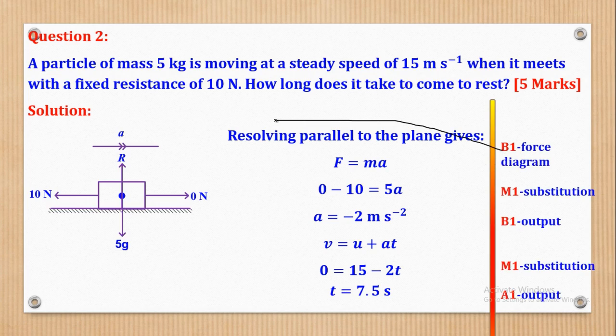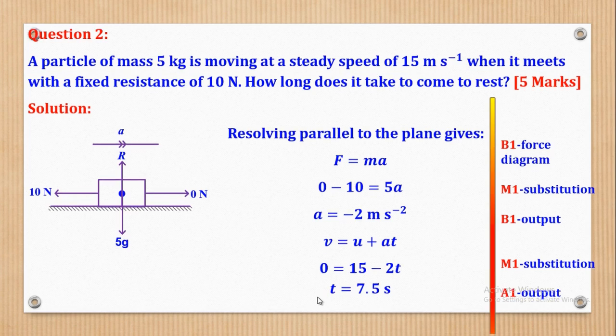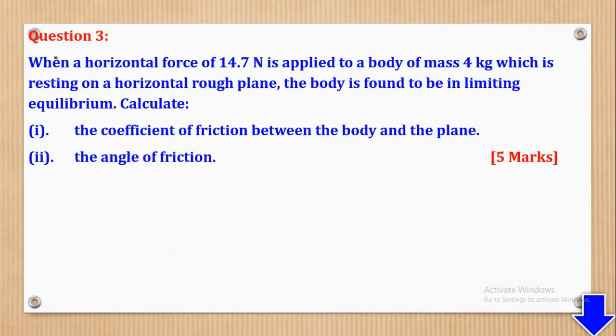So B1 for the correct force diagram drawn using a ruler, M1 for substitution here, A1 for the acceleration, M1 for substitution, A1 for the time which is required. So basically that's how the 5 marks could come about. Now we shall go to question 3.